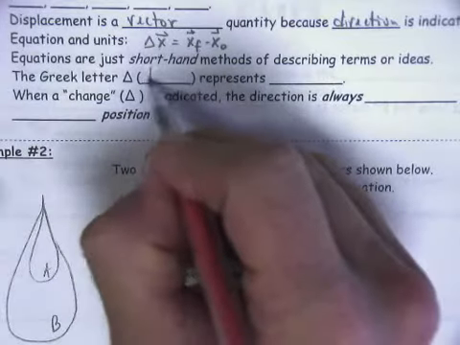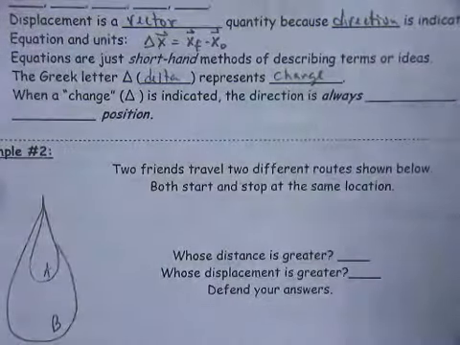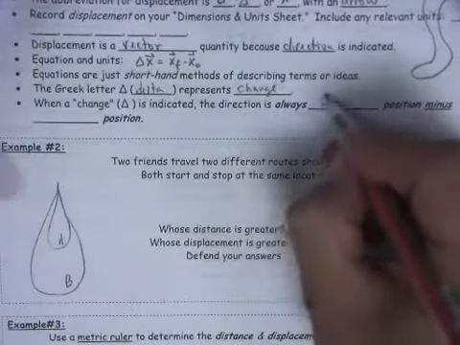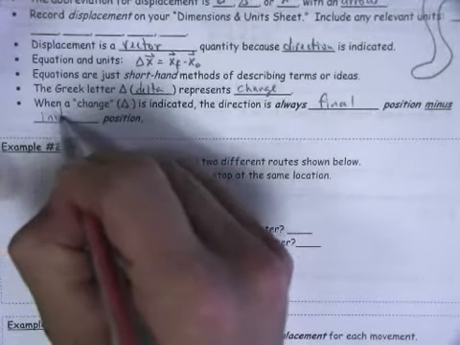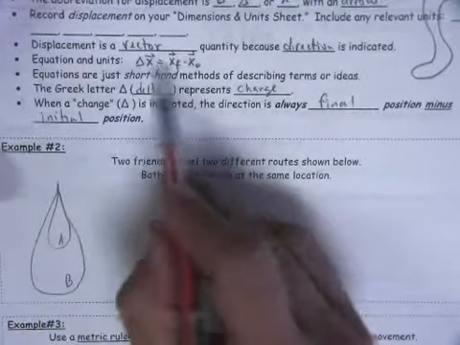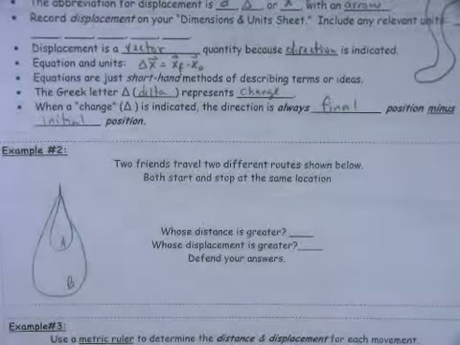The Greek letter delta represents change, and we'll use that quite often this year. When a change is indicated, the direction is always final position minus the initial position. And that's what we have up here: final position minus the initial position. So this bullet is just a fancy way of saying what that equation means. All right, we'll do example number 2 in the next video.